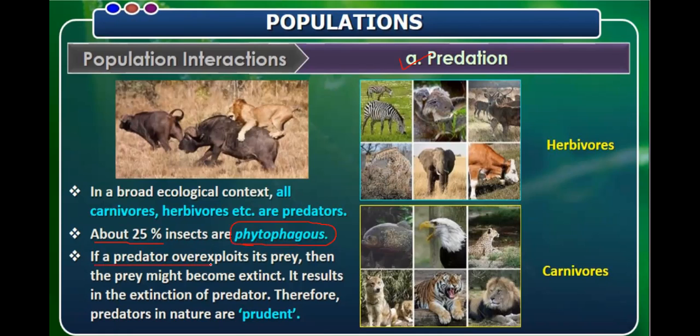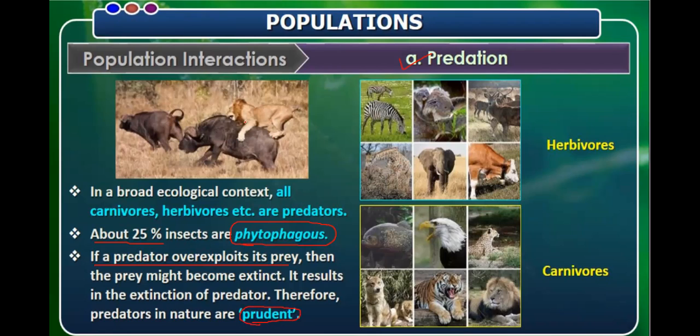If a predator overexploits its prey, then the prey might become extinct. It results in the extinction of the predator. Therefore, predators in nature are prudent. So they are dependent on each other.